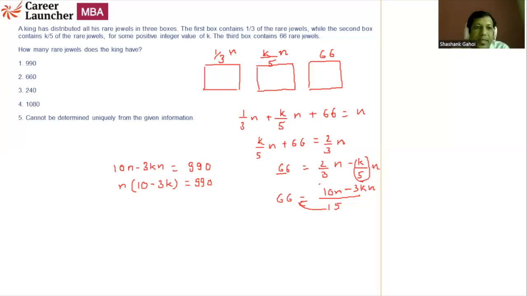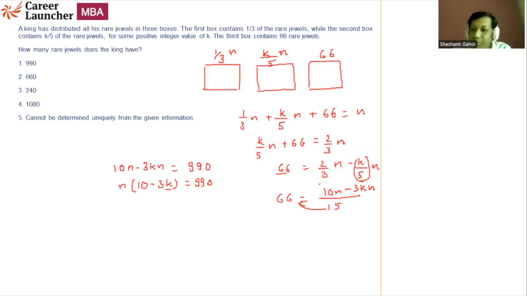Now, it seems like the answer cannot be determined, but I also know that k should be less than 5. Okay. So let's put k equal to 1. So if k is 1, 10 minus 3 comes out to be 7. But 7 is not a factor of 990. So k cannot be equal to 1. Let's put k equal to 2. So 10 minus 3 into 2, that is 6. So 10 minus 6 is 4. 990 is also not a multiple of 4. So k cannot be 2 as well.